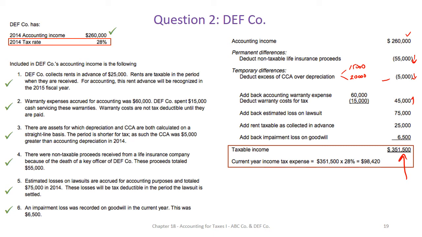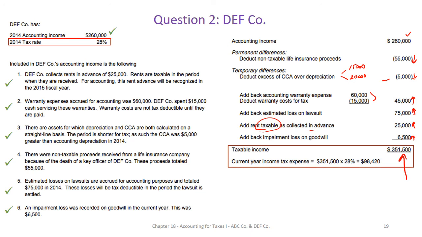We have to add back and increase our income by the amount of the non-deductible warranty expense. We're increasing our income by the lawsuit, which is an estimate. We're not allowed to deduct estimates. We have to increase our income by the rent that's collected in advance and taxable when collected. And we have to increase our income by the amount of the goodwill impairment, which is never deductible. It's not a permanent difference because goodwill is still amortized and there is a tax benefit that can be claimed for that, but it just takes a long period of time.